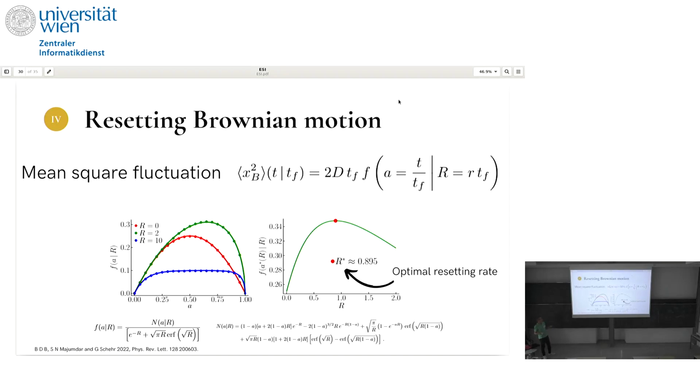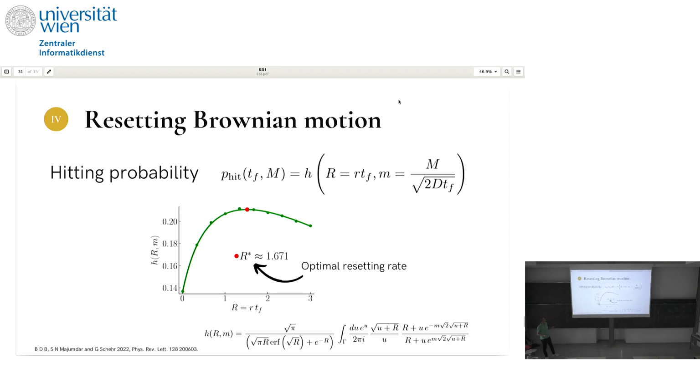So we said, okay, maybe this is specific to the mean square fluctuation, and so we went on and computed other observables. Let's now look at the hitting probability. Here m is the position of the target, and what we ask is what is the probability that during the bridge process we will find it. And in this rescaled form, we see again that there is an optimal R star that will maximize the hitting probability, which is given here.